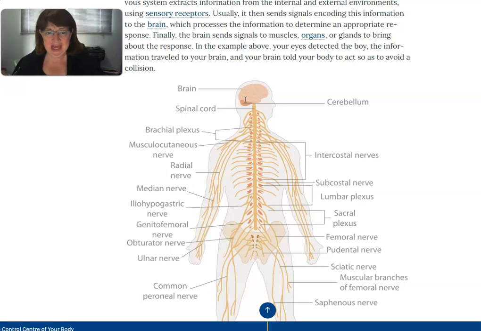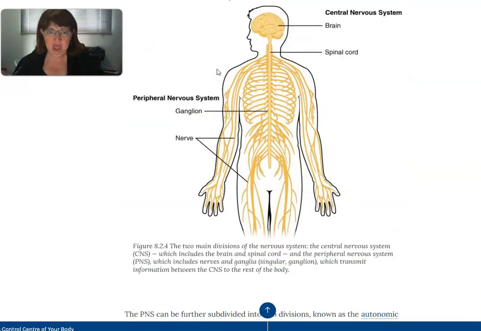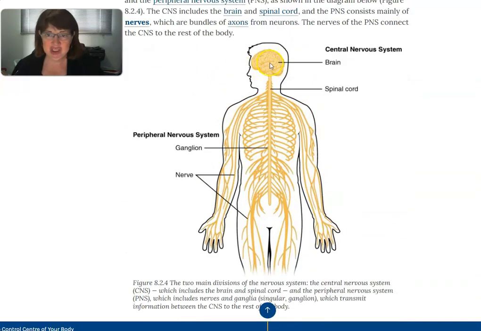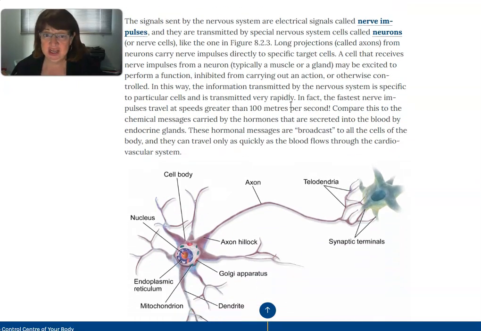So when we look at the nervous system, there are two parts to the nervous system. The main part is called the central nervous system, and that is the brain and the spinal cord. Then there's all these extra nerves that come off the brain and spinal cord, and that's called the peripheral nervous system. The electrical signals that are sent by the nervous system are called nervous impulses, and they are specialized signals sent through the nerve in a specialized cell of a nerve called the neuron.